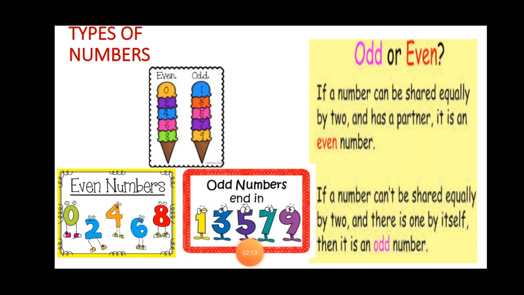Now let us understand how we can identify whether any number is an even number or an odd number. So children, always remember that whenever any given number ends up with a digit such as 0, 2, 4, 6 or 8, then that number is termed as an even number. Whereas if any given number ends up with a digit such as 1, 3, 5, 7 and 9, then it is termed as an odd number.